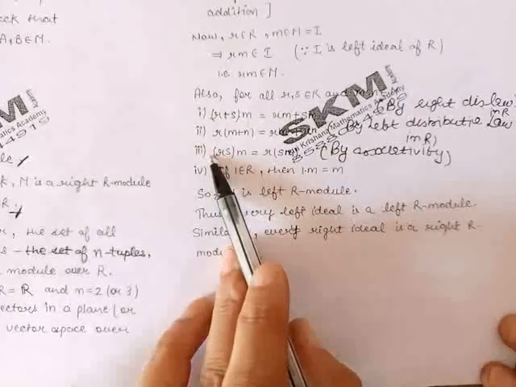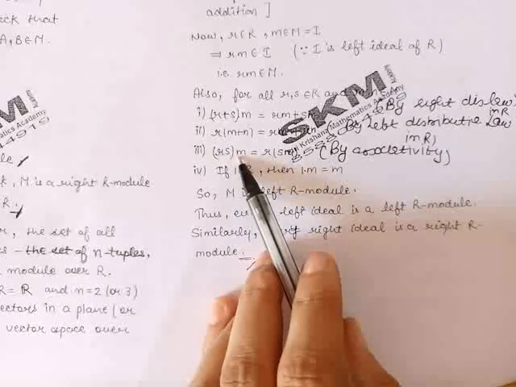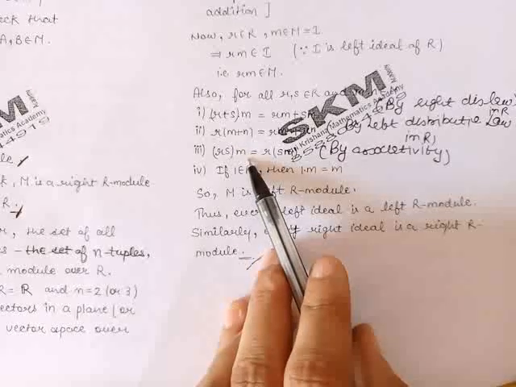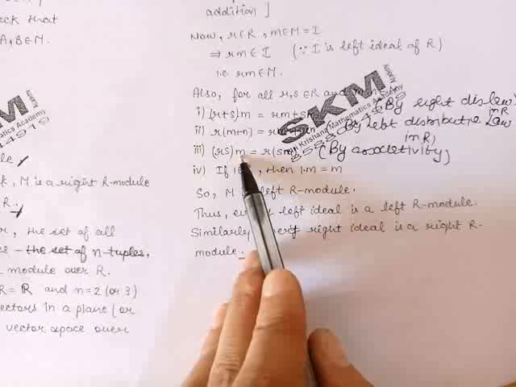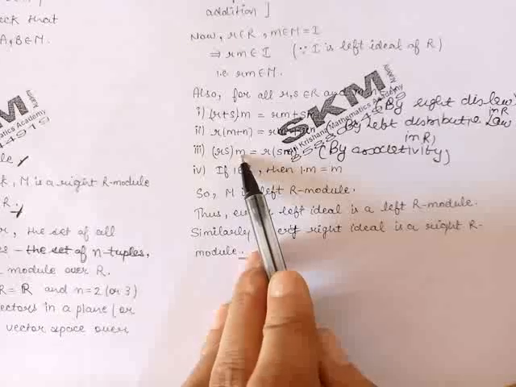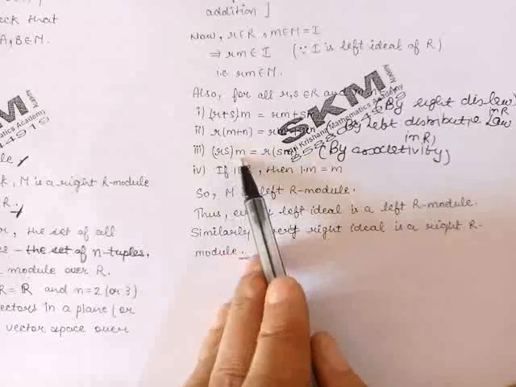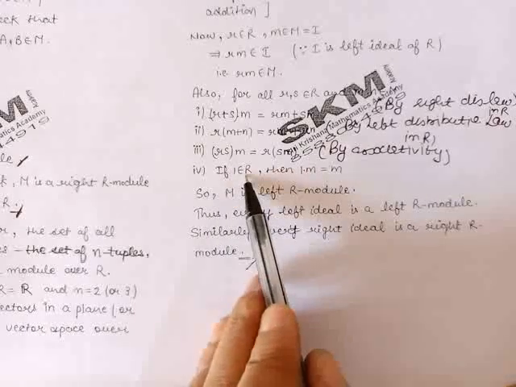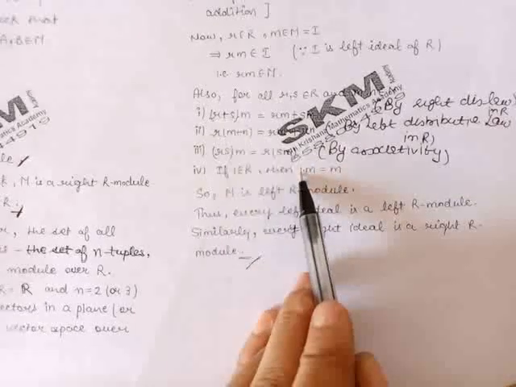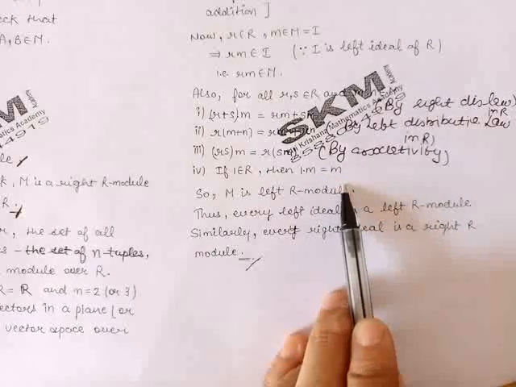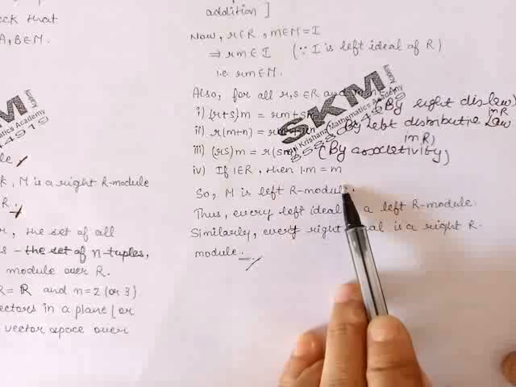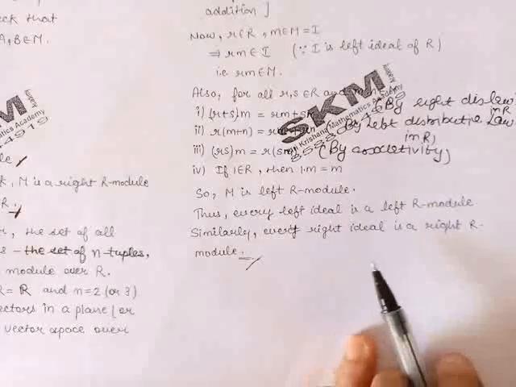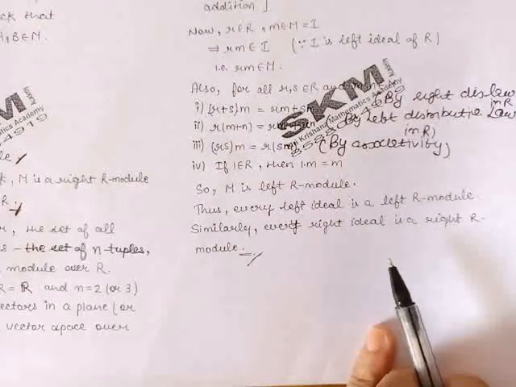In the third condition, we are having r and s belonging to the ring R and m is an element of ideal I. Again, m belongs to the ring R also. So we can use the associative law. By associativity, this can be written as r into (sm). And the last condition, if the ring has identity element, in that case identity into m is m. So we have verified all the conditions for being a left R module. So we can say that every left ideal of ring R is a left R module.